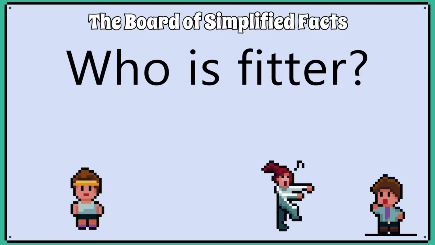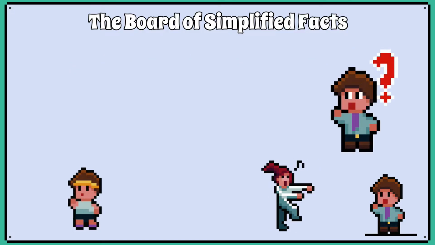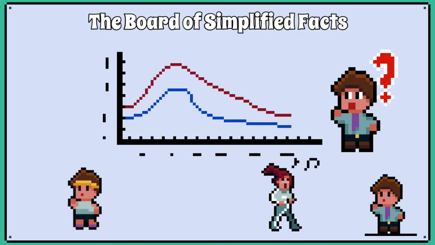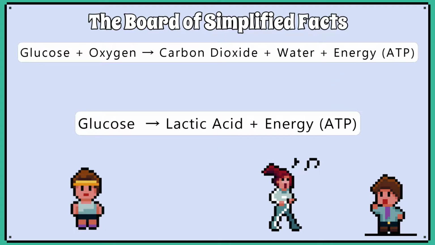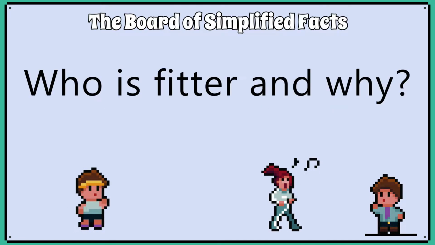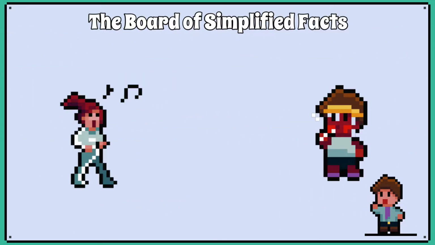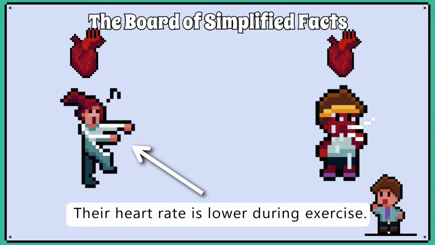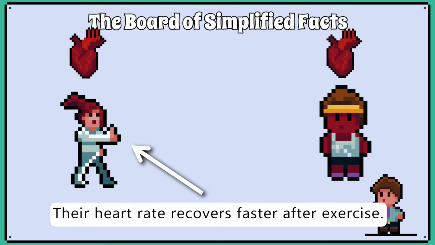Who is fitter? Often in an exam, you must interpret graphical data and apply your knowledge about aerobic and anaerobic respiration to determine who is fitter and why. But first, some important points. In general, fitter people show the following traits regarding exercise. Their heart rate is lower during exercise. Their heart rate recovers faster after exercise.